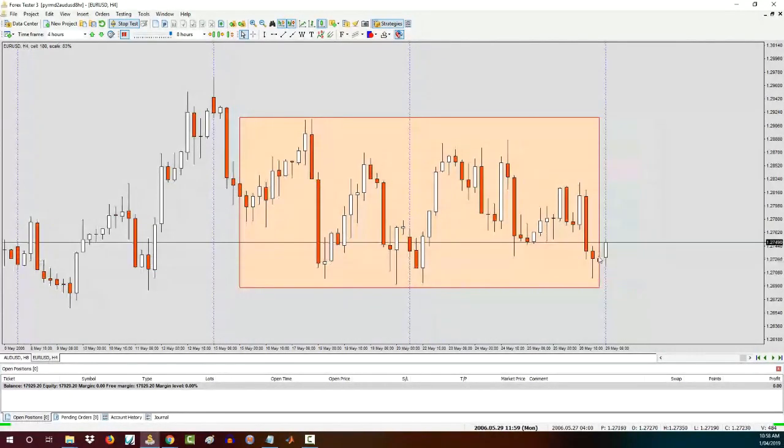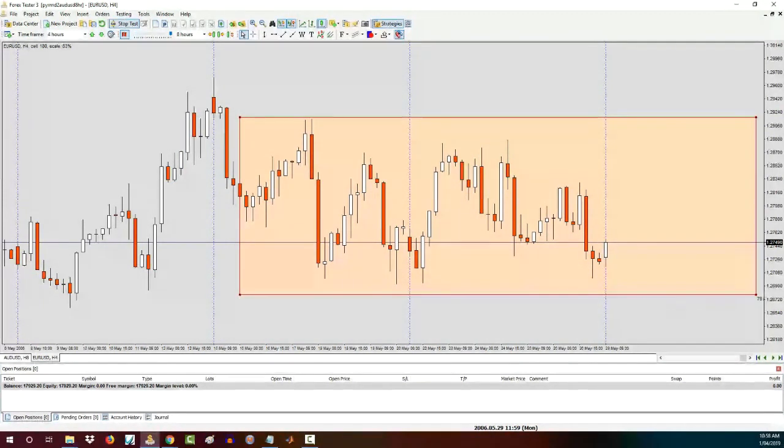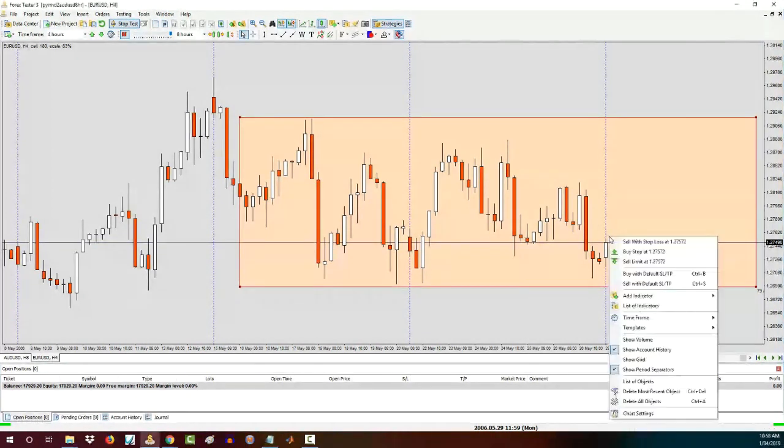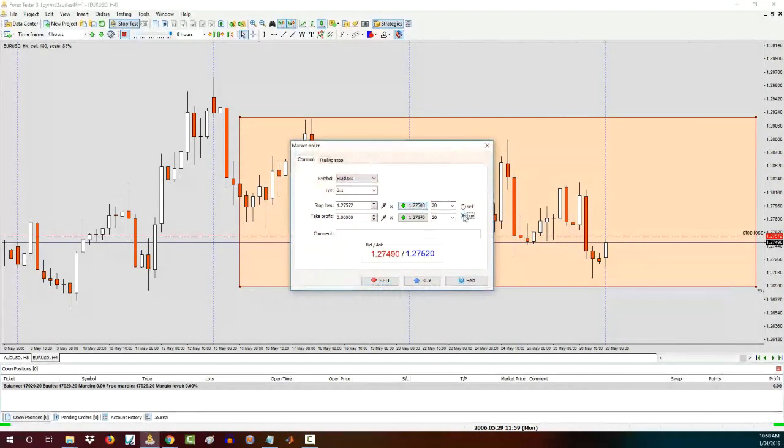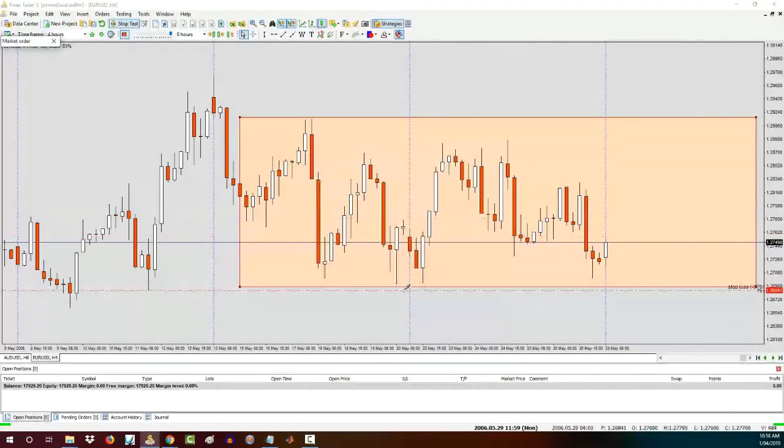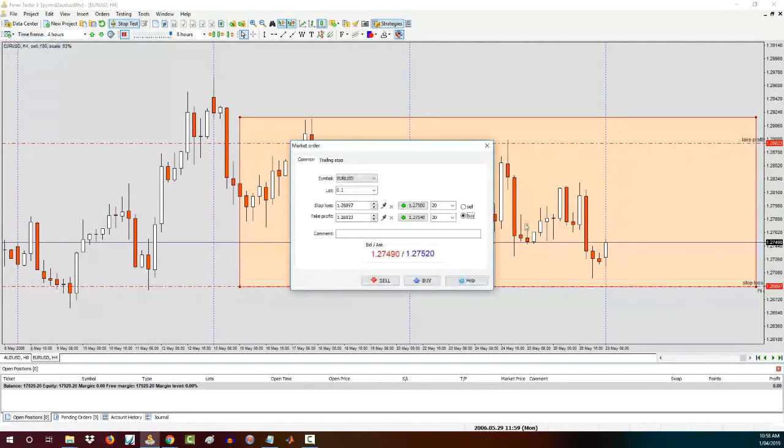All right. So that's a pretty good look. That's a pretty good look there that it made this little mini kangaroo tail, and it actually went higher than the kangaroo tail. So I'm going to go ahead and buy. I'll buy, and I'll put my stop loss down here, and I'll put my take profit up here. Let's see if that works.